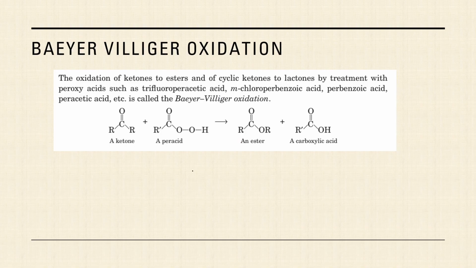Okay, so our first mechanism that we are going to discuss today, which involves migration to an electron deficient oxygen, is the Baeyer-Villiger oxidation. Baeyer-Villiger oxidation is a method of converting a carbonyl compound, I would say ketones, to esters. Carbonyl compound to ester conversion is done by Baeyer-Villiger oxidation. What happens in a Baeyer-Villiger oxidation?